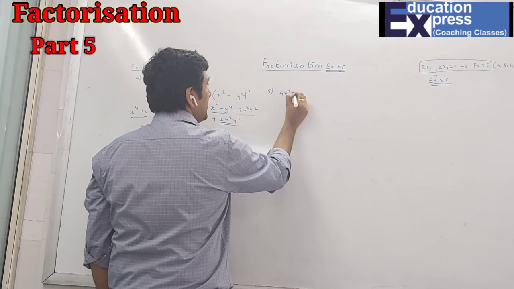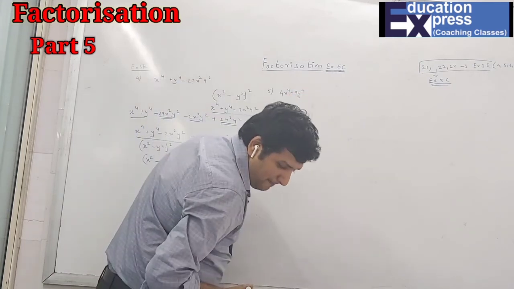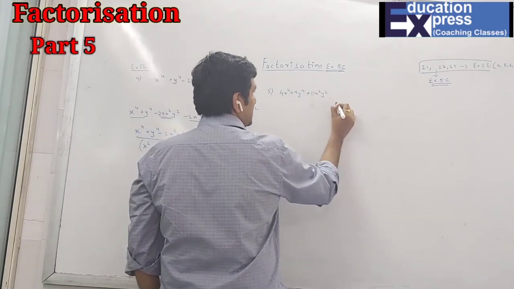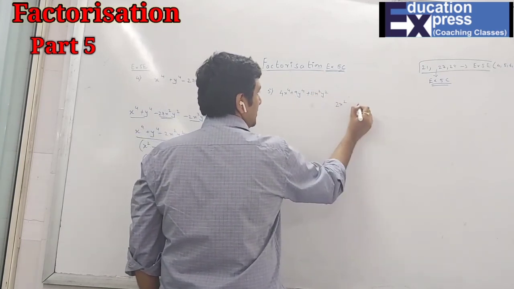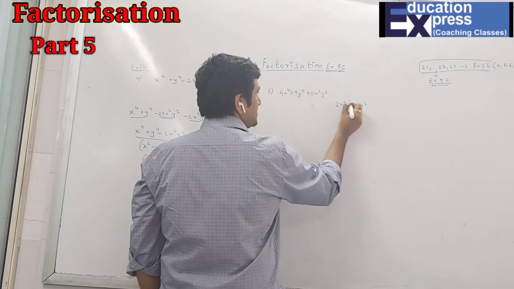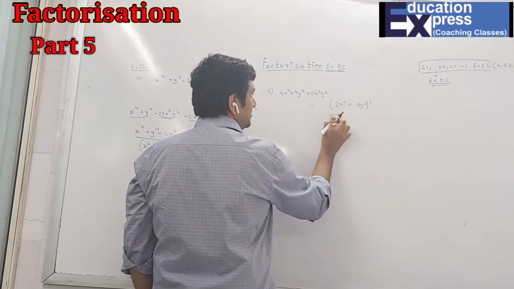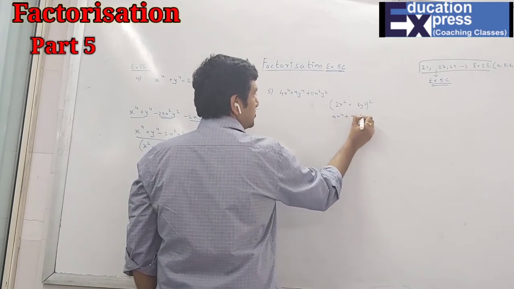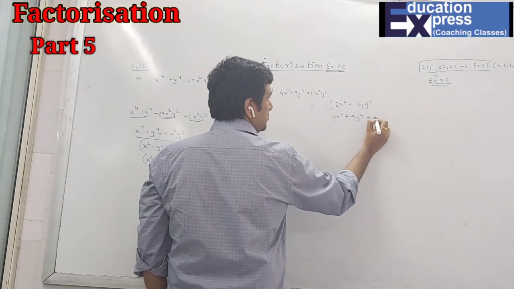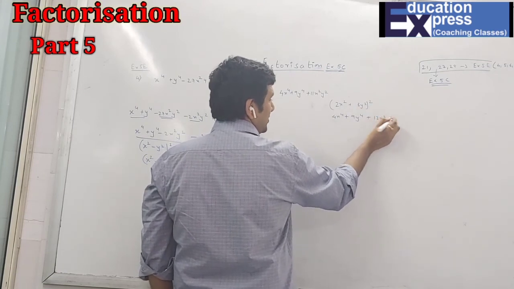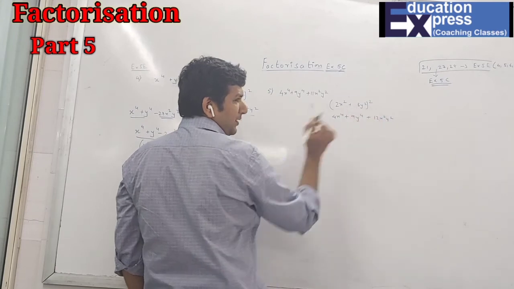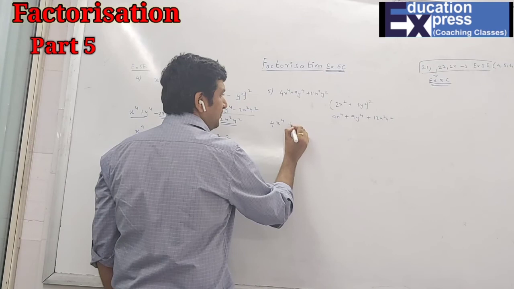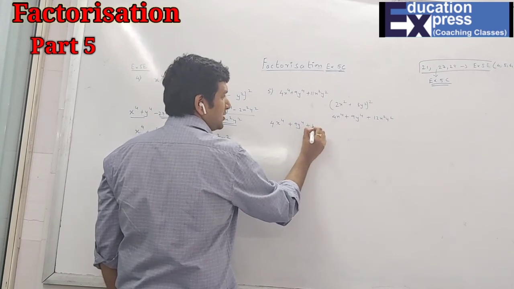4x raised to 4 plus 9y raised to 4 plus 11x square y square. This type of x square is 2x square. This is 3y square. The number's sign of the square is plus. If I do the whole square, I'll get 4x raised to 4 plus 9y raised to 4 plus 2ab, 2 into 2 is 4, 4 into 3 is 12x square y square. So if you want, you can just write this as it is first only: 9y raised to 4 plus 12x square y square.